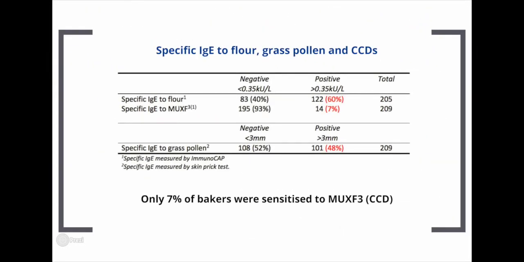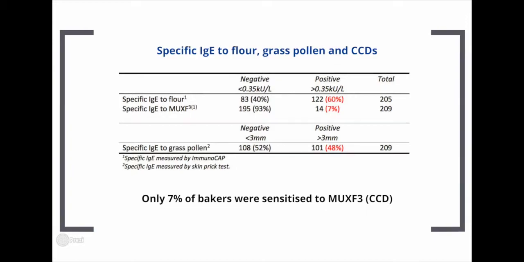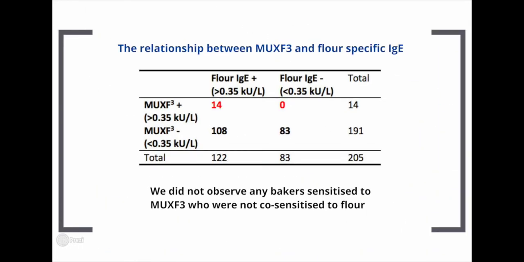So now on to what we found. Of our cohort of bakers, 60% were sensitised to flour and 48% were sensitised to grass pollen, but only 7% were sensitised to MUXF3. So we moved on and looked at the relationship between MUXF3 and flour-specific IgE, and we found that of the bakers sensitised to MUXF3, all were co-sensitised to flour.